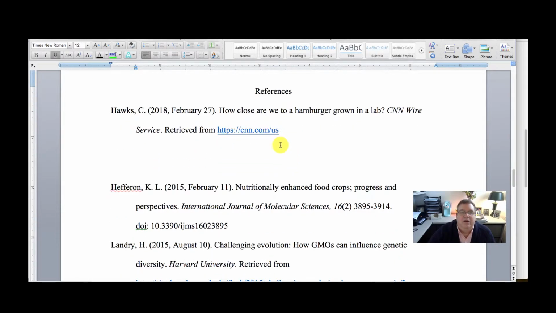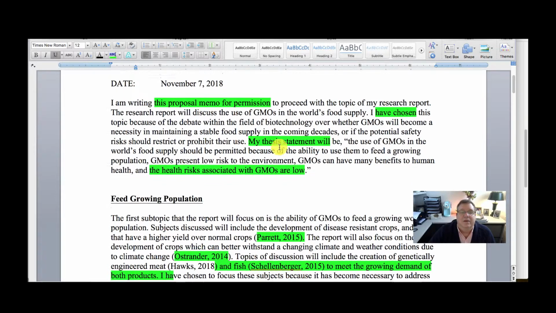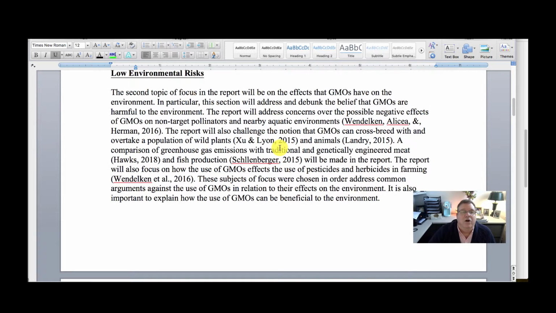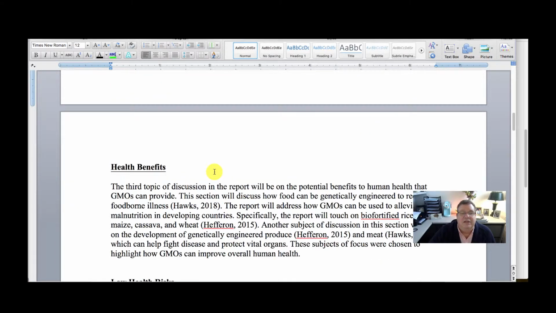So again, if you go all the way back to the beginning here, we're going to look for Hawks. So there's Hawks. Hawks was used for low environmental risks. So he would say basically, when talking about that article, this article was used in the section on low environmental risks, and then give a basic description of the information. I believe that's the only place that that was used. Now that it's used here as well.